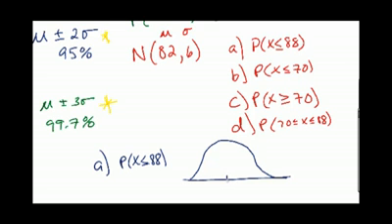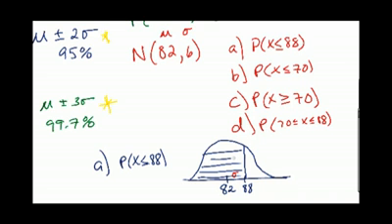So if the mean's 82 and I add 1 sigma to it, where does that put me? Puts me at 88. What's the question asking? Below 88. So we want from here all the way to the left. That's what the question's asking.